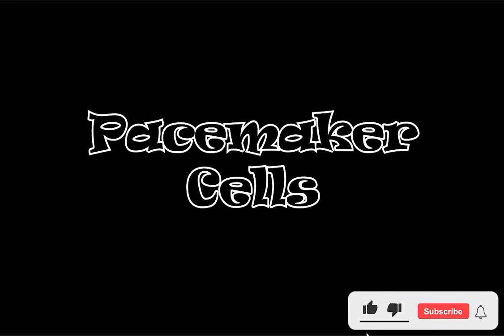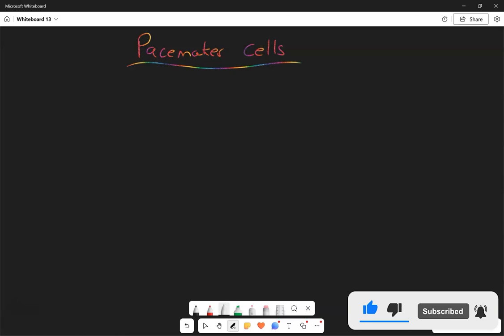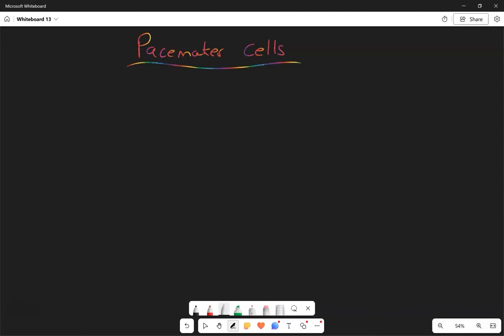Inside of the heart, there are very specialized cells known as pacemaker cells. And these pacemaker cells are responsible for the spontaneous depolarization of the cardiomyocytes and the contraction of the heart. So it's for these cells specifically that the heart can continue to beat even if we take it outside of the body, which is pretty cool.